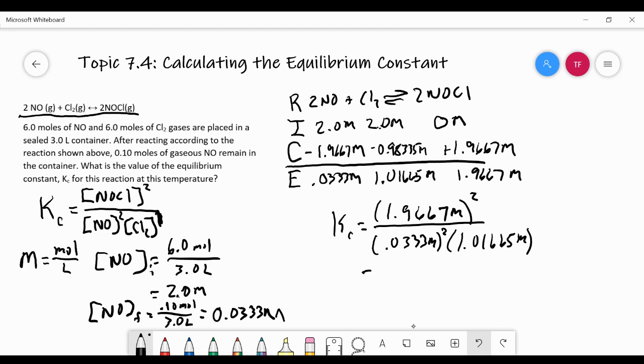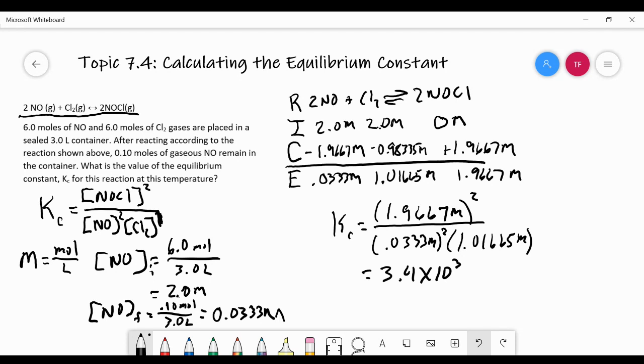So now all we have to do is do the math. And if you do that on your calculator, you'll get 3.4 times 10 to the third for the equilibrium constant. Notice I'm not putting a unit here because there are no units in equilibrium constants. No matter what units are used in the calculation, we don't put any units on the equilibrium constant. So the equilibrium constant is 3.4 times 10 to the third, which is 3,400.